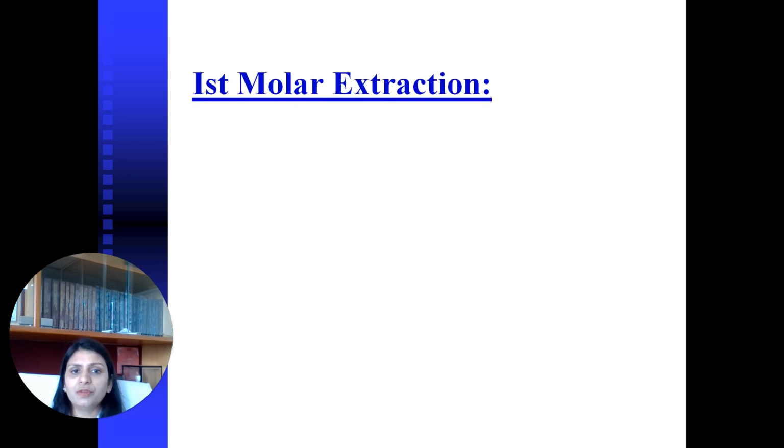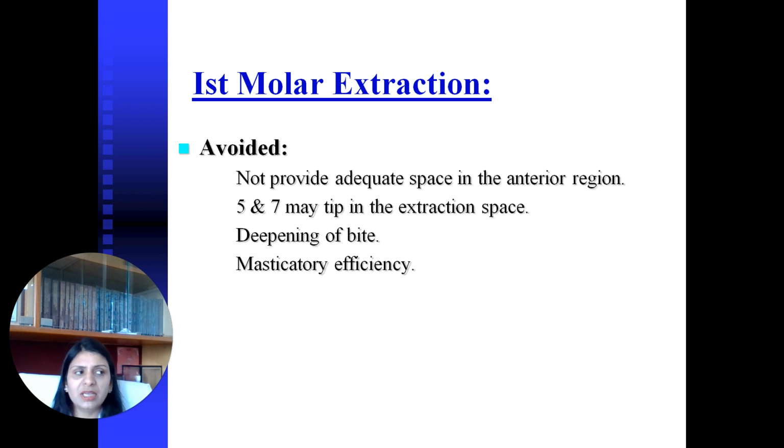And indications for first molar extractions, they are generally avoided because they do not provide us adequate space in the anterior region. And also the adjacent teeth, that is the second premolar and second molar, may tip into the extraction space. Also, this leads to deepening of bite and masticatory efficiency is impeded because they are the main teeth which help in masticatory function.